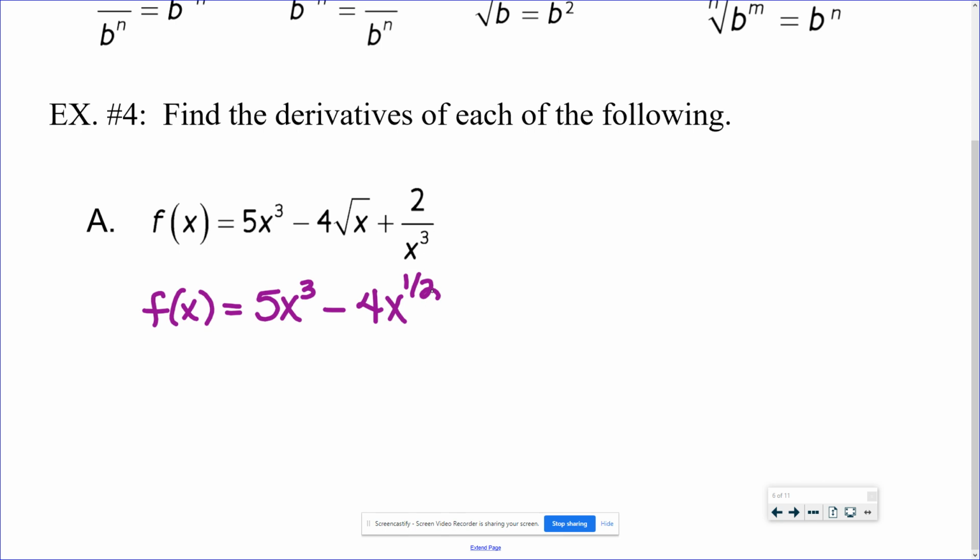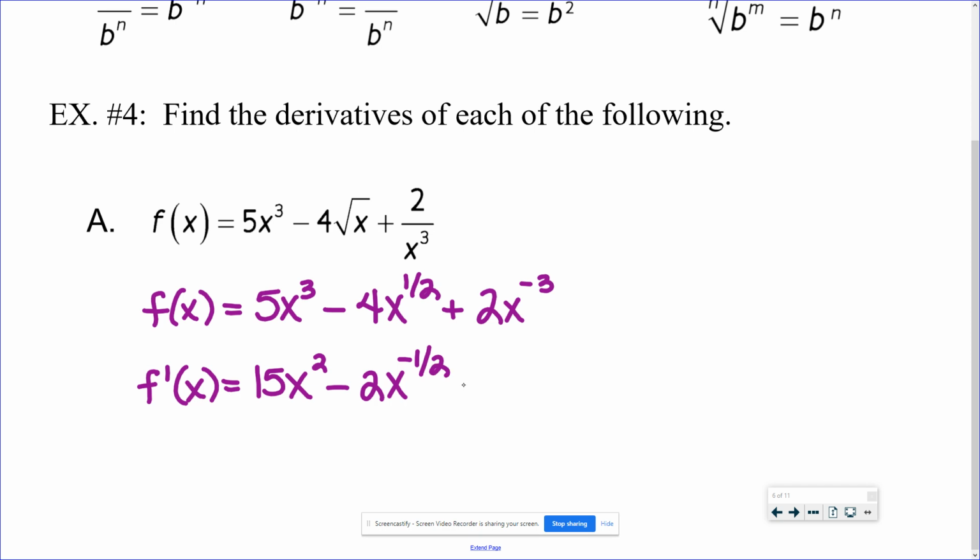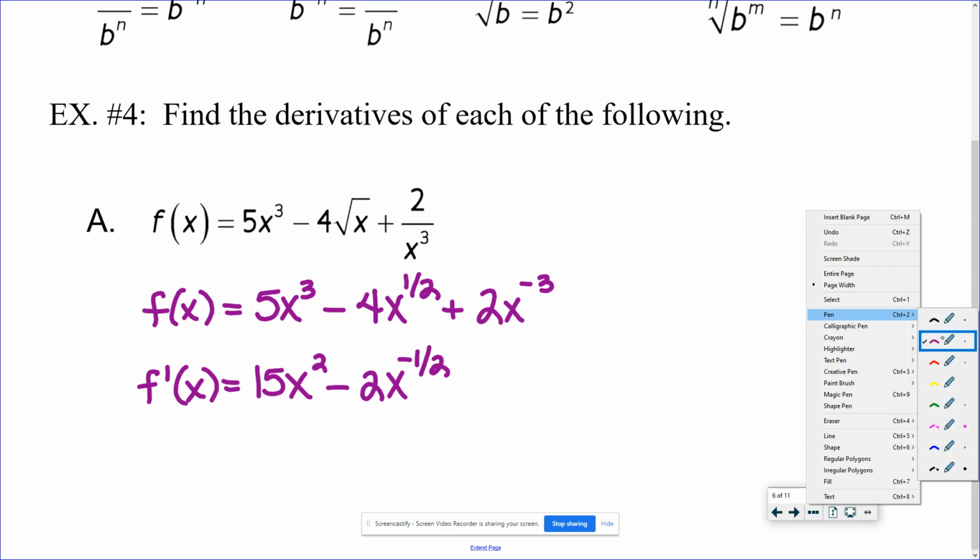So square root of x, that's the same as x to the 1/2 power. 2 over x to the 3rd is the same as 2x to the negative 3rd. Write everything in exponential form and then use your power rule to take your derivative. So multiply, subtract 1 from the power, multiply, subtract 1 from the power. 1/2 minus 1 would be negative 1/2. Okay, keep going. Multiply the power by the outside number, and then subtract.